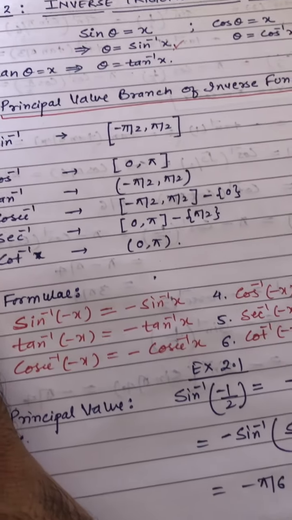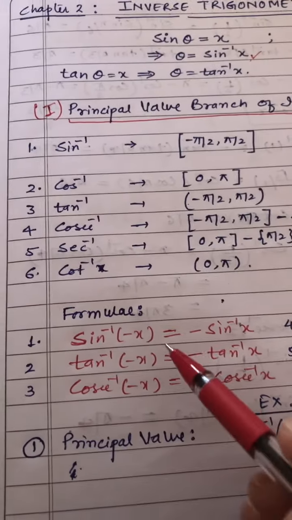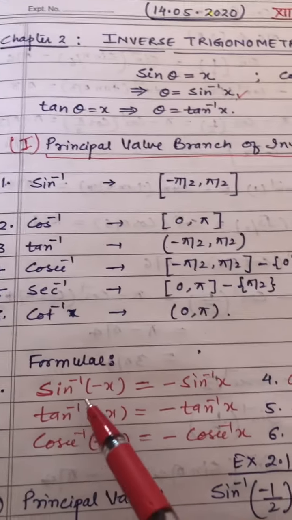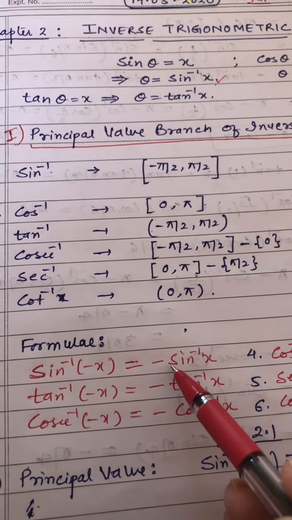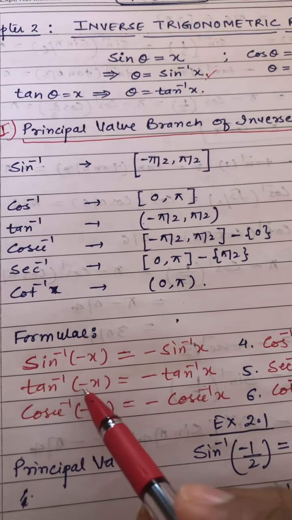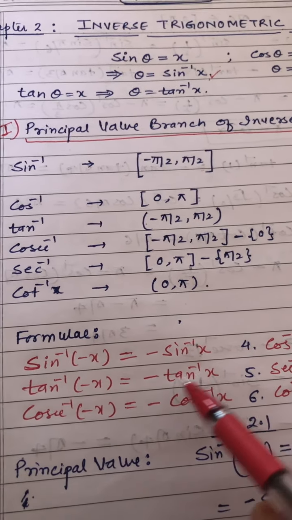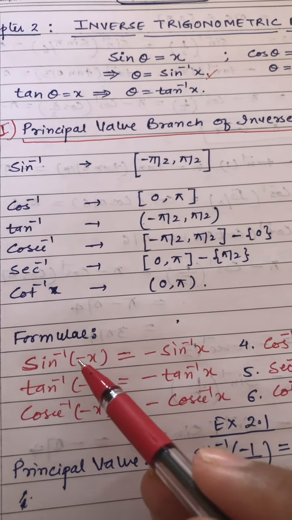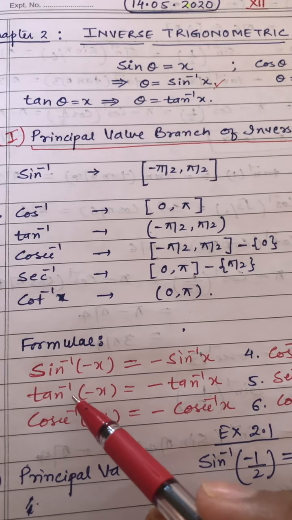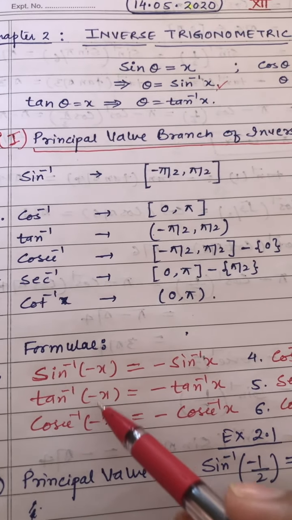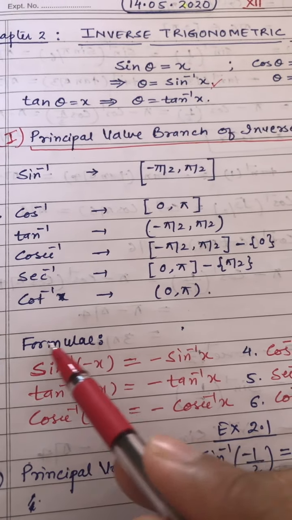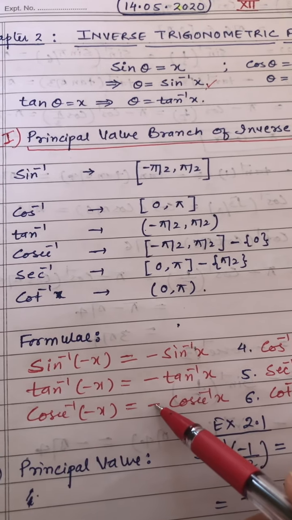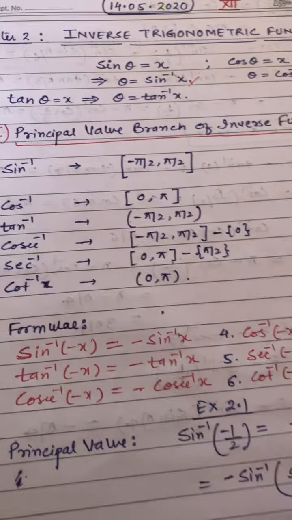Based on this, we have the first exercise. Next is the list of formulas which we'll use in the first exercise. The first formulas are: sine inverse of minus x is minus sine inverse x, tan inverse of minus x is minus tan inverse x, and cosec inverse of minus x is minus cosec inverse of x. That means in sine inverse, tan inverse and cosec inverse, if we have a negative angle, then that negative sign will come outside the inverse function. This negative we have taken outside and these angles are now positive.